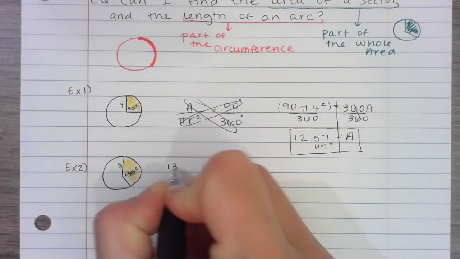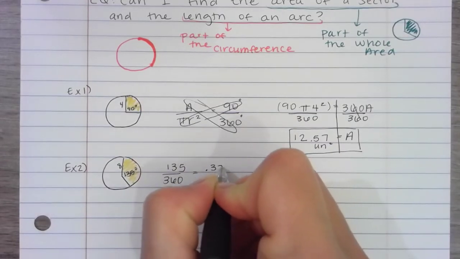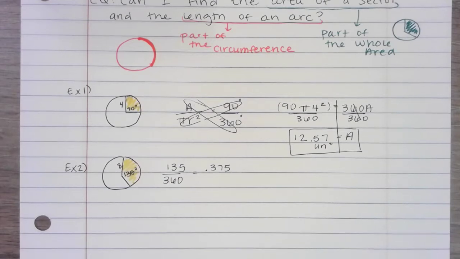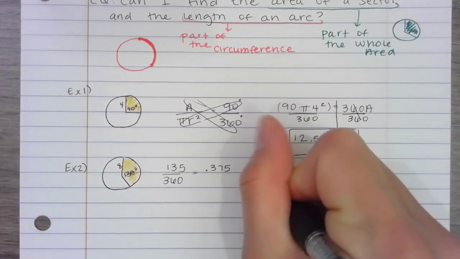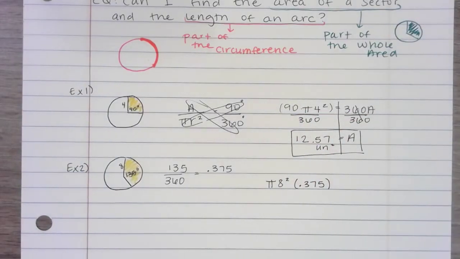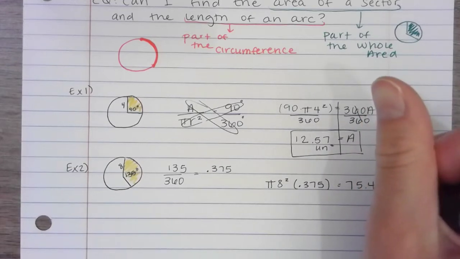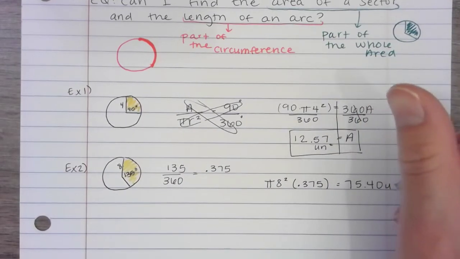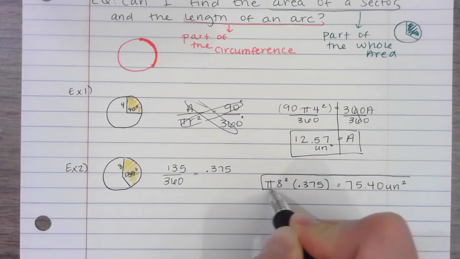So if you want to do 135 divided by 360, that's 0.375. And you can just multiply the area by that measurement or by that small piece. So the area is pi r squared times 0.375. You can plug that into your calculator and you will get 75.40 if you round it to the nearest hundredth, units squared, because we're talking about the area here. So two completely different ways of doing it.